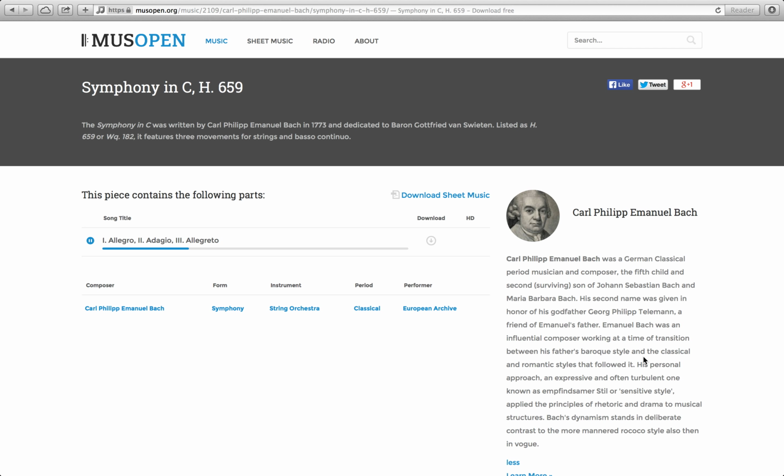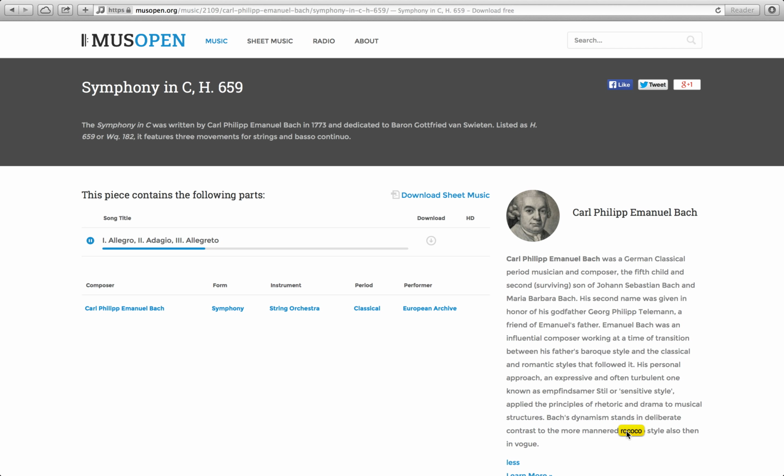Emanuel Bach was an influential composer, working at a time of transition between his father's Baroque style and the classical and romantic styles that followed it. His personal approach, an expressive and often turbulent one known as empfindsamer style, or sensitive style, applied the principles of rhetoric and drama to musical structures. Bach's dynamism stands in deliberate contrast to the more mannered Rococo style, also then in vogue.